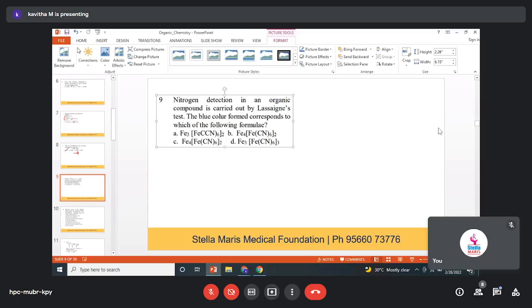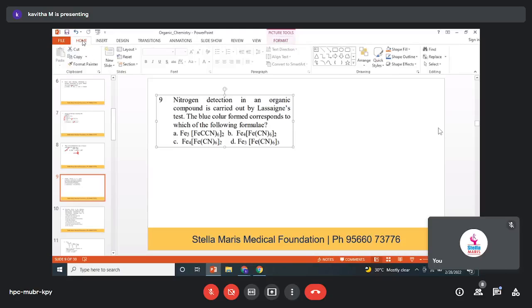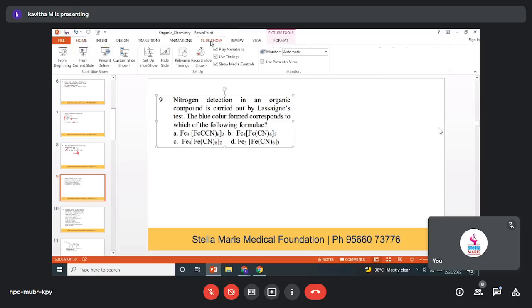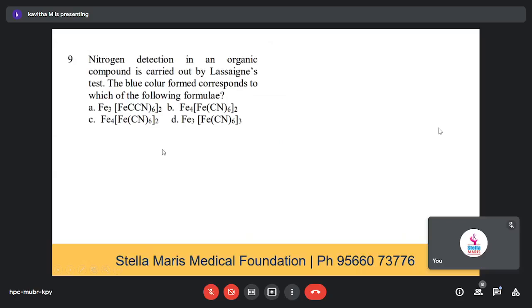Ferric ferrocyanide, or what will be the IUPAC name? What is the IUPAC name for this compound? Ferric ferrocyanide is the common name. It is iron(III) hexacyanoferrate(II). The IUPAC name for this compound is iron(III) hexacyanoferrate(II).